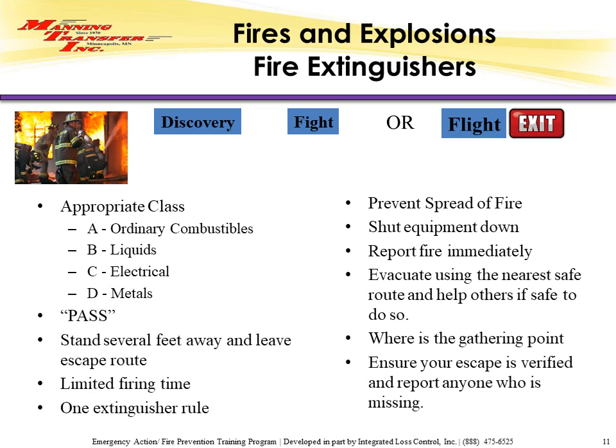Other things to consider is how we're going to prevent the spread of fire by closing fire doors or making sure that our alarm systems are working. Where we're going to shut down equipment. How are we going to report the fire immediately? The evacuation, using the nearest safe route and helping others if it's safe to do so. Once we're evacuated, where are we going to gather? And then ensure that your escape is verified by someone and report anyone who's missing from our gathering point.